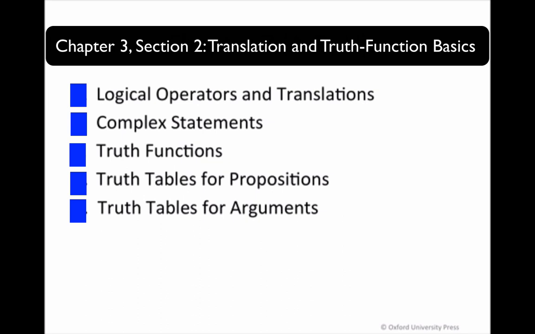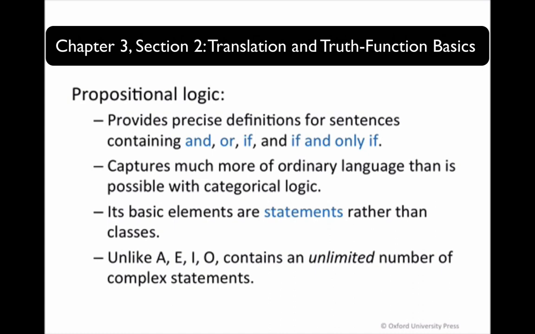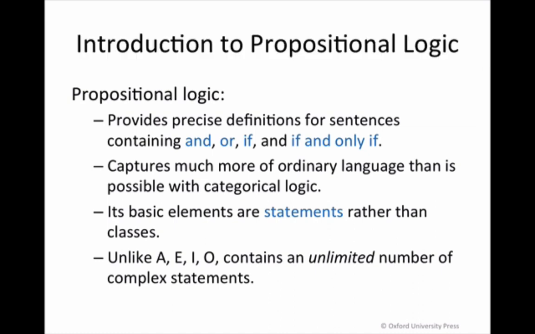Now in chapter 7, we're going to look at sentences in a slightly different way. In propositional or sentential logic, also known as Boolean logic, we're going to treat sentences somewhat differently than we did in categorical logic. So what we need to do is learn a new language. Let's get started by defining what we're doing with propositional logic. We're going to take sentences that contain words like and, or, if, and the phrase if and only if, and similar phrasings, and we're going to define them.